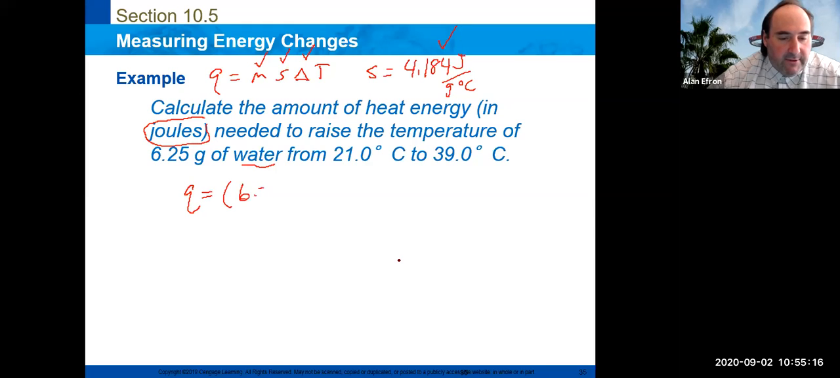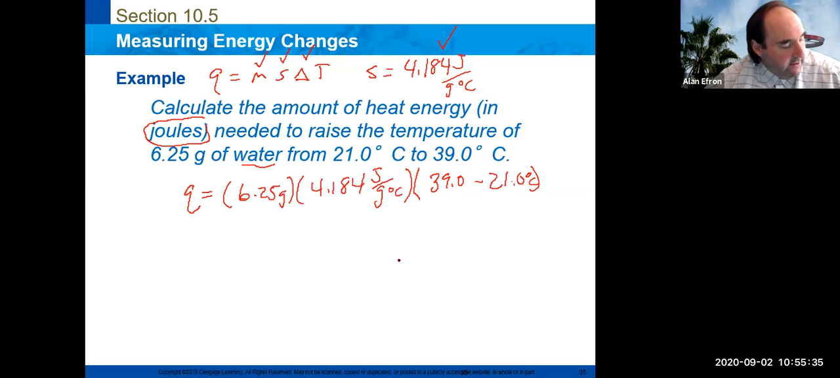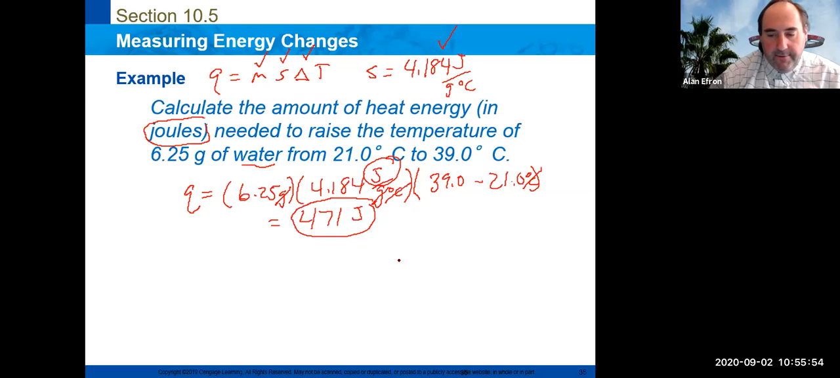So our mass is 6.25 grams. Our specific heat capacity, joules per gram per degree Celsius. And again, here we want to do our final temperature, which is 39 degrees Celsius, minus our initial, which is 21 degrees Celsius. And if we do all that good stuff there, we do end up perhaps with something like 471. And the units, grams would cancel, degrees Celsius would cancel, joules are the only unit that is left there, and we would end up with joules here. Any question on that particular one there?